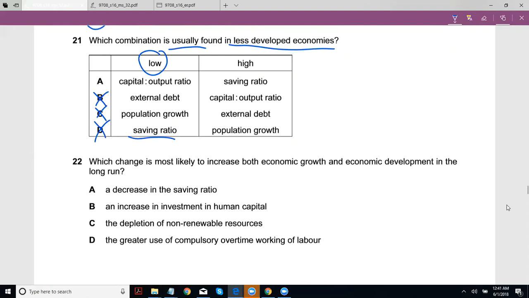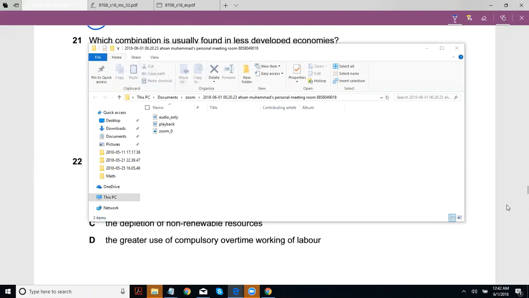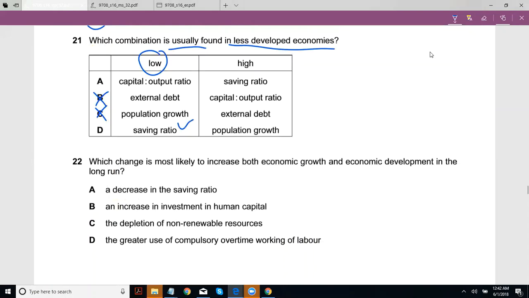So, well, wait. Yeah. So D can be right because there is a low saving ratio because there's a high consumption ratio. You save less, you consume a lot because you're poor. So obviously, if a lot of your population is poor, just meeting their basic needs for the day takes up most of their income. So there isn't really any income left for saving. Anyhow, so both of these are fine.